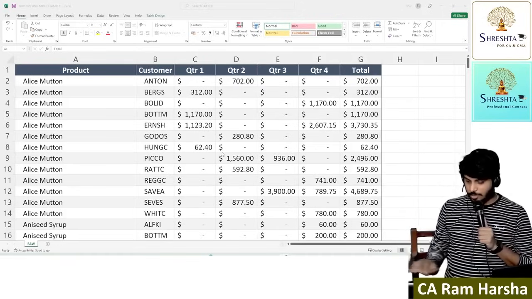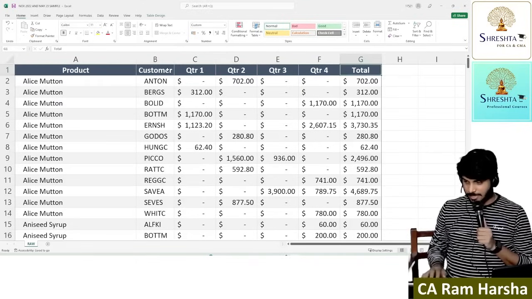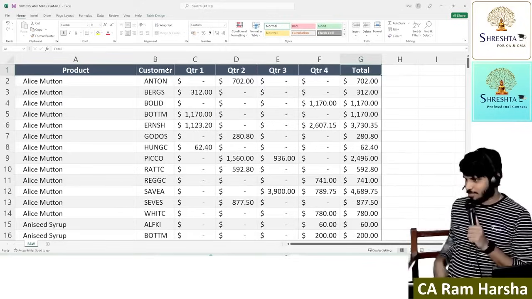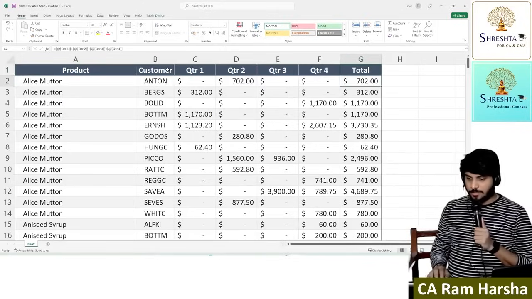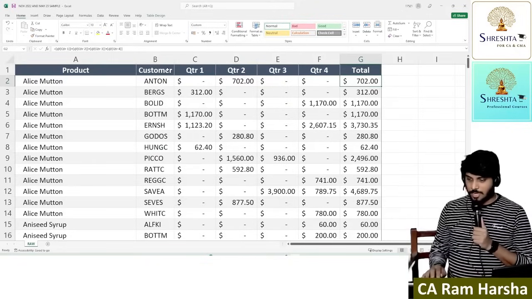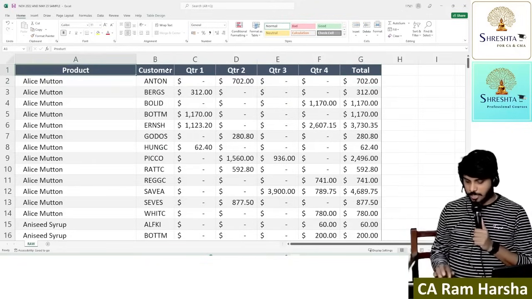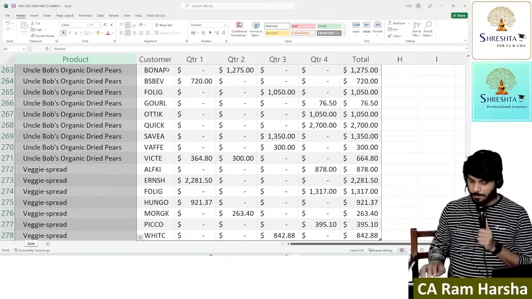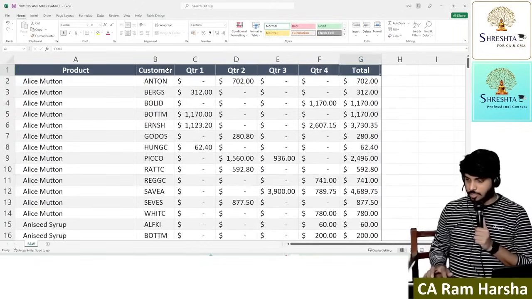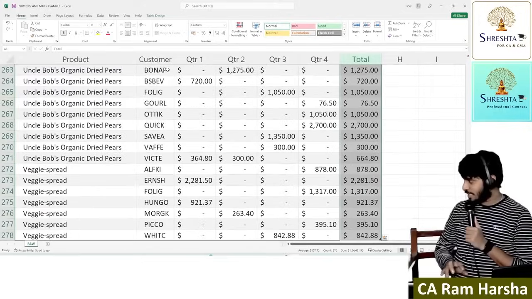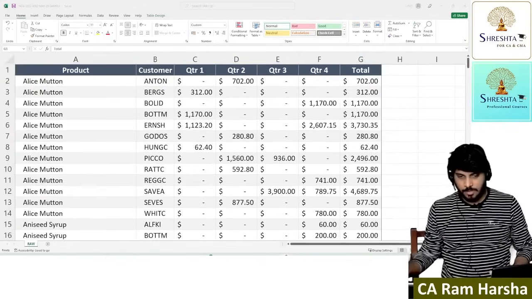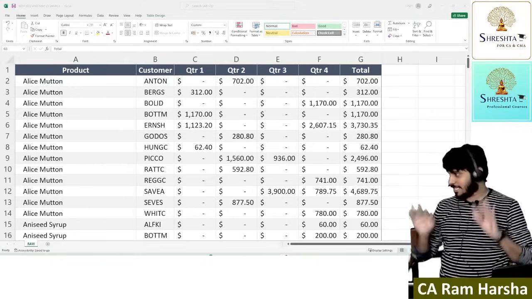This is a sales report given by MS Excel itself, Excel's own sales report. Now you see here, this is the total which I have calculated. This is the product which the company is dealing in, these are the customers who purchased, and this is the total value for which the customer has bought the goods. Getting it? So in this Excel sheet, we will apply the sampling technique.